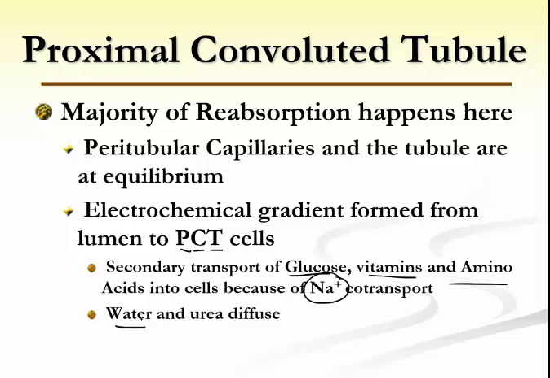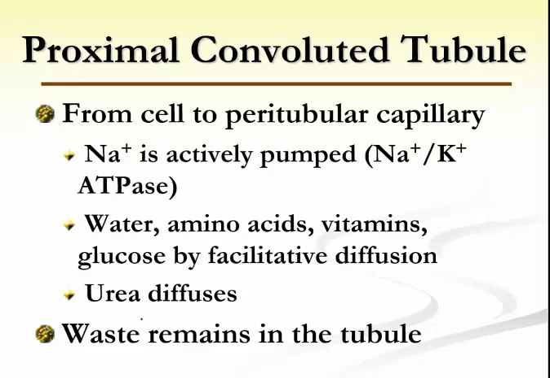Water can freely diffuse across the membrane cells, and so can urea. Urea is actually a small enough waste molecule that it can also pass through the phospholipid bilayer. In the proximal convoluted tubule, once we get those substances into the cell across the apical membrane, we then have to get it across the basilar membrane and into the peritubular capillary on the other side.